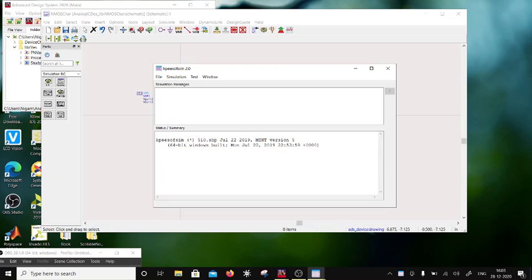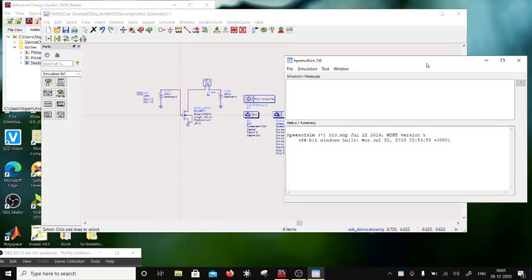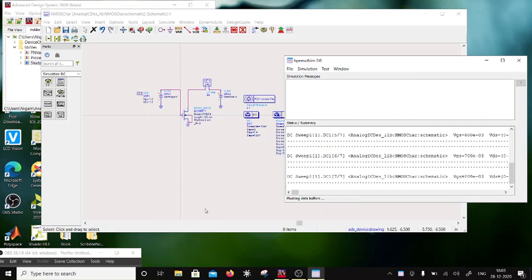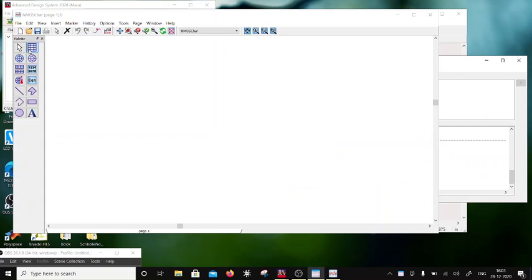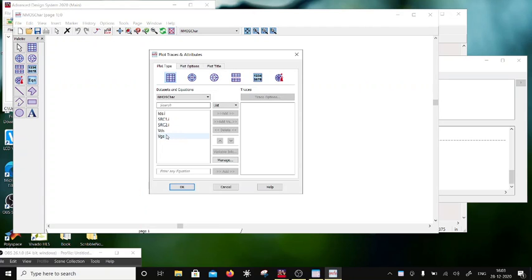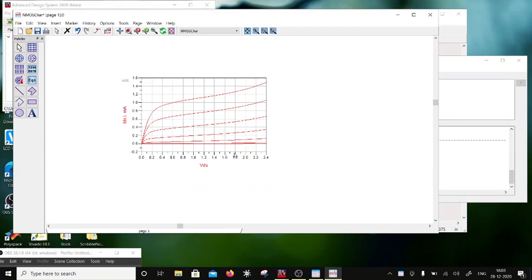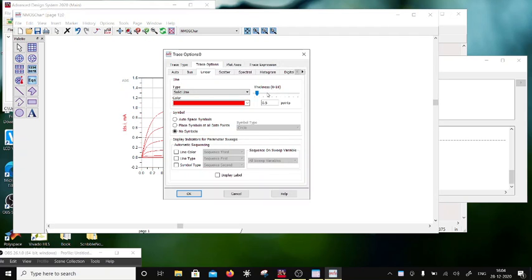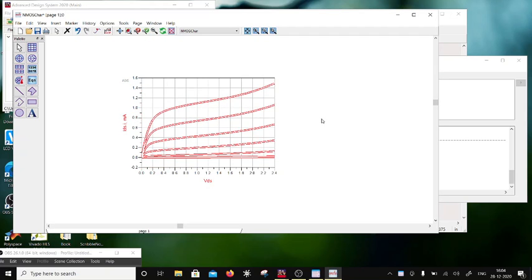Once the simulation is complete, it will come up with a data display window. All you have to do is plot the current, and this will be the output characteristics which I'm trying to plot. So if I plot the current, this is what we derived also, if you remember what we were doing in session 4. We are seeing it here.